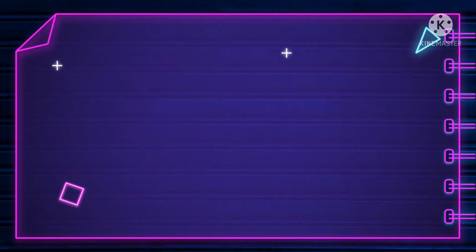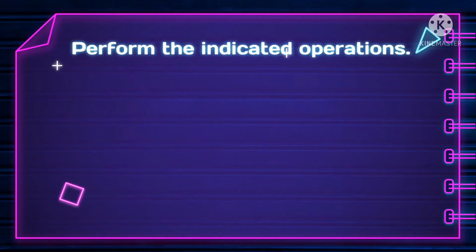Okay, so let's now apply what we have learned on our lesson. We have to perform the indicated operations. So, let's have the first fractions. 5/7 minus 2/7. They are similar fractions.